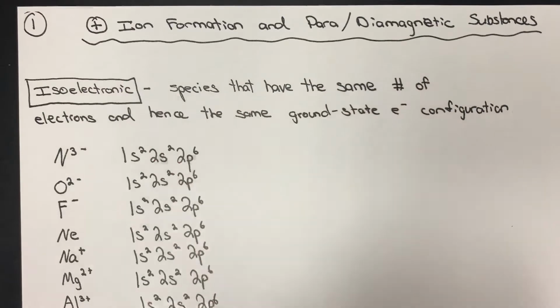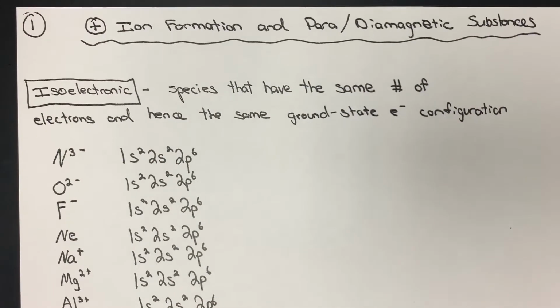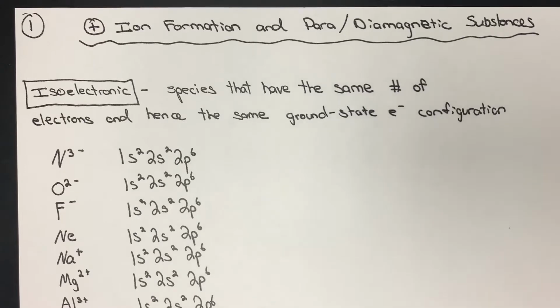So let's start with isoelectronic species. We introduced this the other day in class. Not sure we had an opportunity to take some formal notes on it, so I figured I'd slip it in now. Bottom line is these are species, which is a generic term for atoms and ions, that have the same number of electrons and hence the same ground state electron configuration.